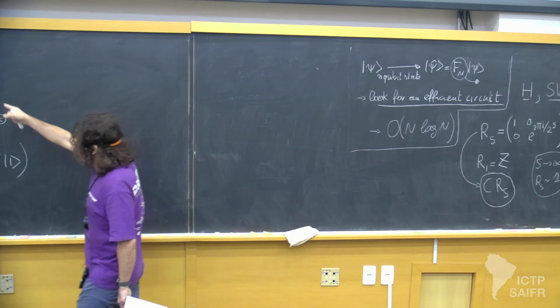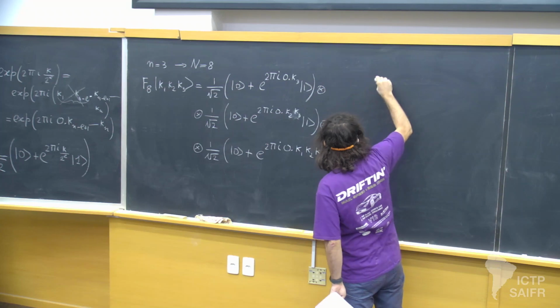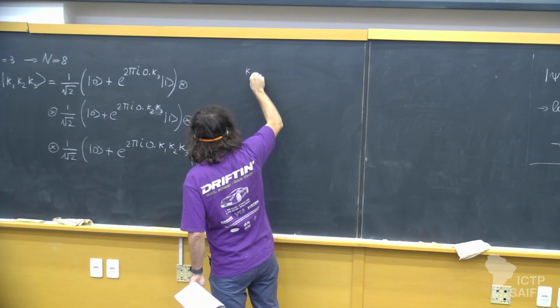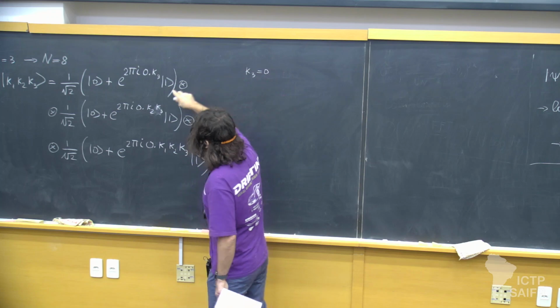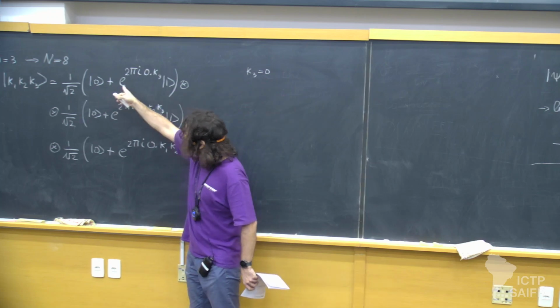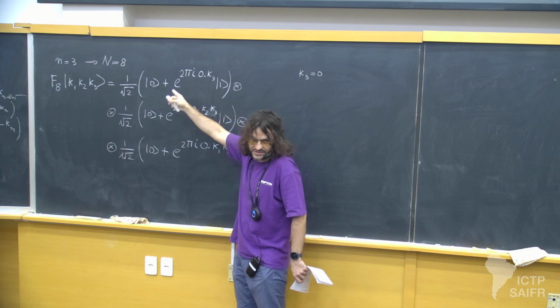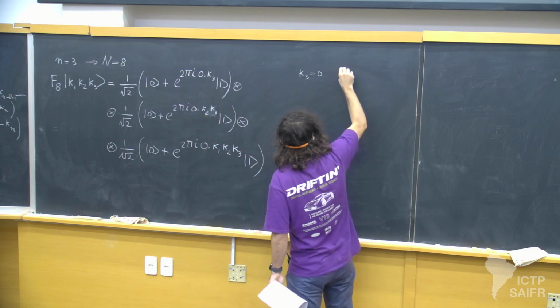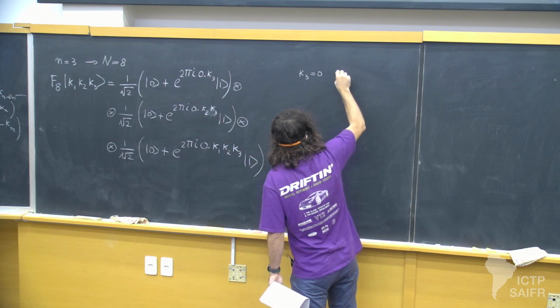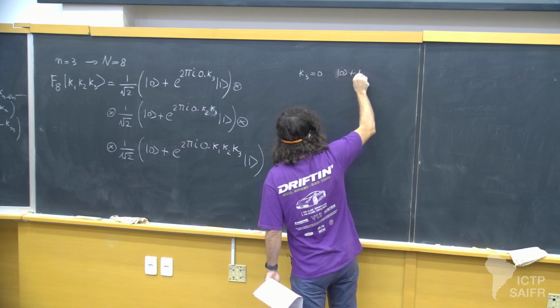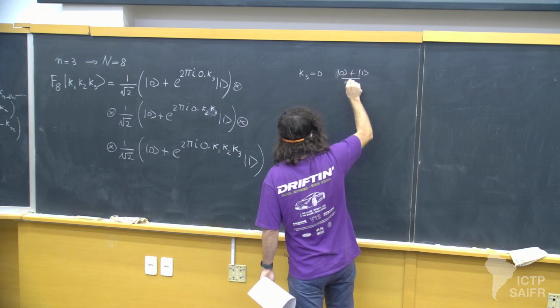So let's start with the simplest case. Suppose that K3 is equal to 0. This becomes 0 plus e to the 2 pi i 0, which is 1. So it becomes simply 0 plus 1. So K3 equal to 0 becomes 0 plus 1, divided by square root of 2.